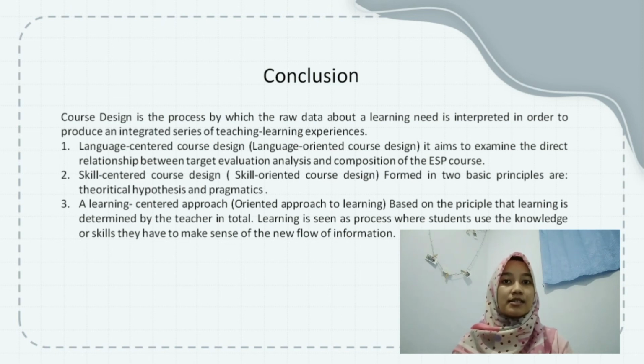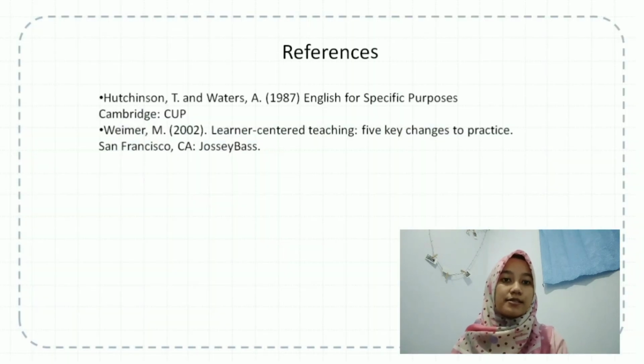Number 2. Skill-centered course design, or skill-oriented course design, is formed on two basic principles: theoretical hypothesis and pragmatic. Number 3. A learning-centered approach, or approach oriented to learning, is based on the principle that learning is determined by the learner in total. Learning is seen as a process where students use the knowledge or skill they have to make sense of the new flow of information. In conclusion, we must look beyond the competencies that allow someone to perform, because what we really want to understand is not the competency itself, but how someone gets it.